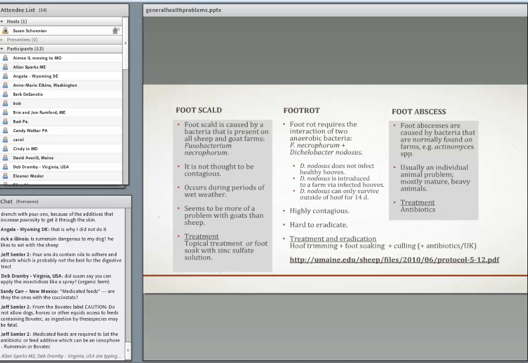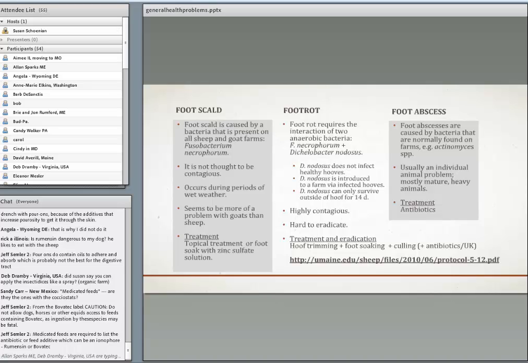Foot rot requires the interaction of two anaerobic bacteria. The one that's always there, the Fusobacterium necrophorum, that causes the foot scald, but then we've got this other one, Dichelobacter nodosus, I don't even know if I'm saying it right. But we need that second bacteria to get foot rot. That bacteria walks onto the farm in infected animals. It doesn't affect healthy feet.